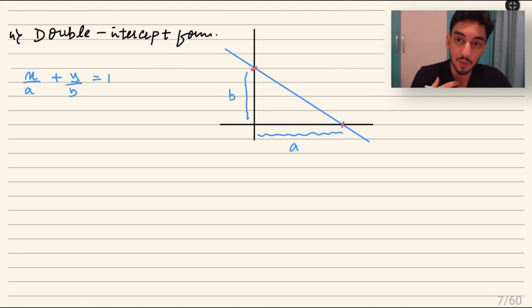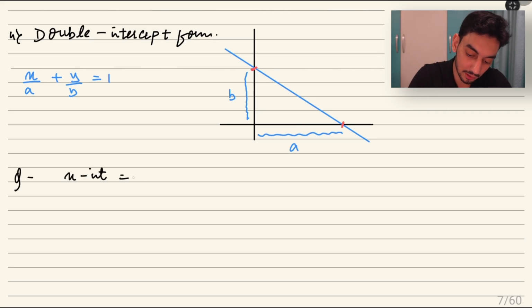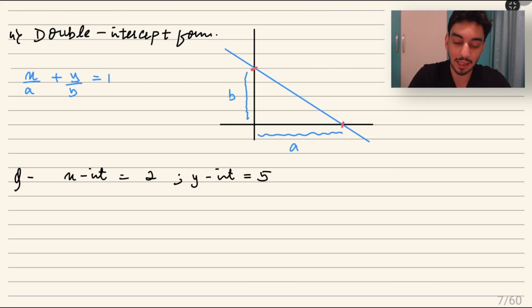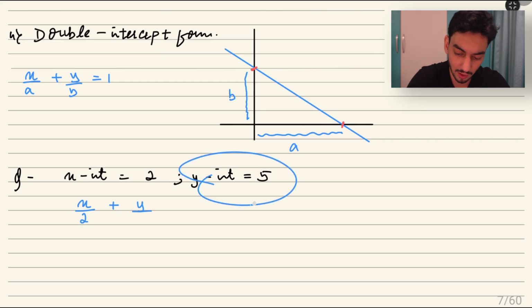Let's say I have been given a question which says that the x-intercept is 2 and the y-intercept is 5. If the x and y-intercepts are given to me, it's extremely easy. Just write x upon a, where a is the x-intercept, which means x upon 2, plus y upon b, where b is the y-intercept. The y-intercept here is just 5. So y upon 5 is equal to 1.